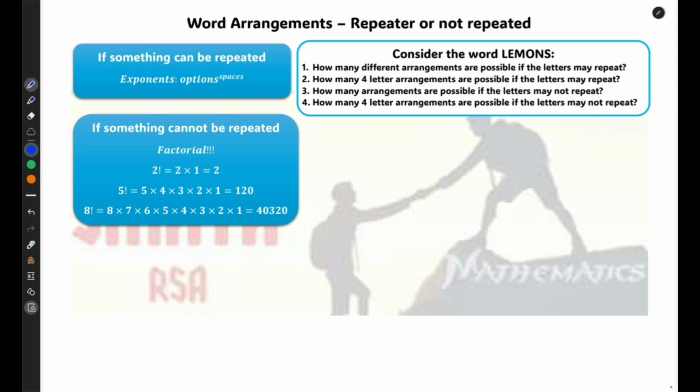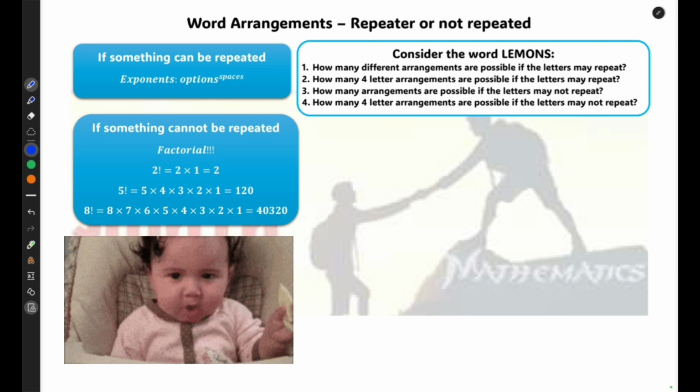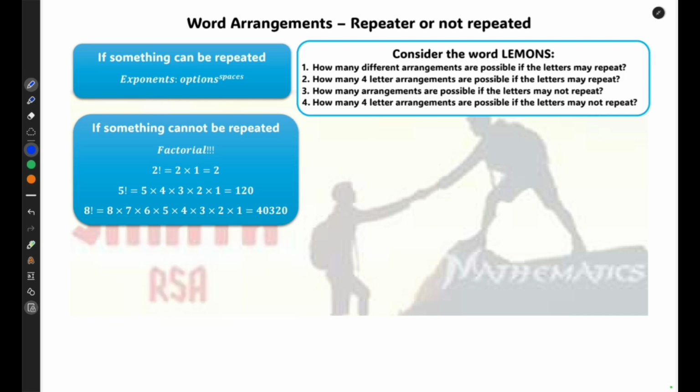Question 1. How many different arrangements can be made if the letters may repeat? And I'm looking at the word lemons. Okay, so there's 6 letters, there's no duplicates, and they are not limiting me to a certain amount of spaces. So for question 1, the answer would then just be 6 options and 6 spaces. My calculator tells me that's 46656.